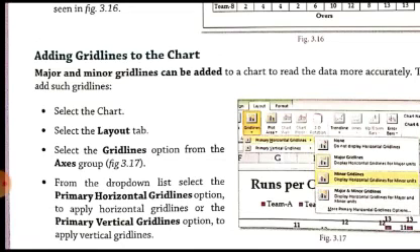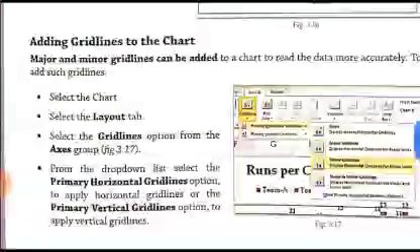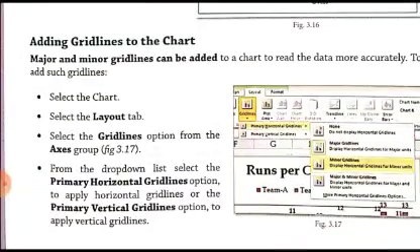So first of all, let us understand what are grid lines. If you have ever seen the graph paper in mathematics, you must have seen that the graph paper consists of a lot of vertical as well as horizontal lines. These lines are known as grid lines.